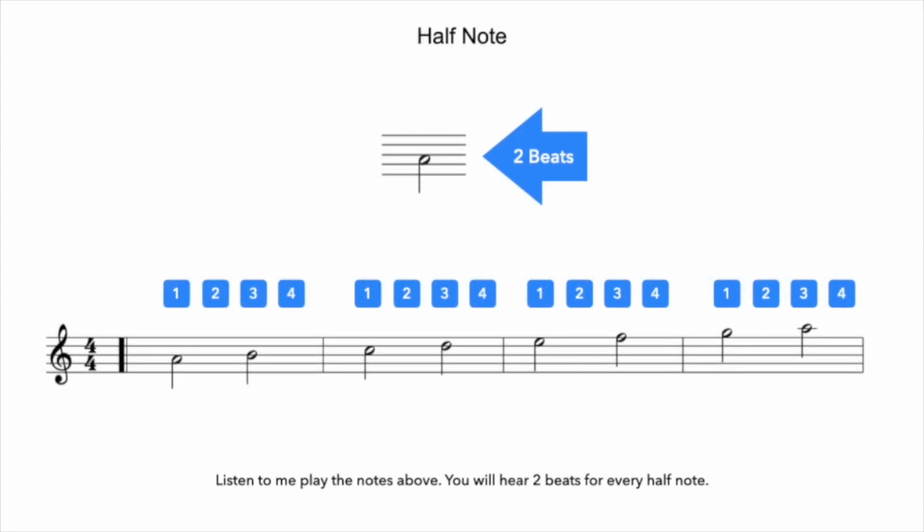This is what a half note looks like. It's an empty head with a stem on the end. Stems are the little line that comes down from the head. Its note value is half of the value of a whole note. For every half note, there are 2 beats. Listen to me play these notes and count along with me to help understand.